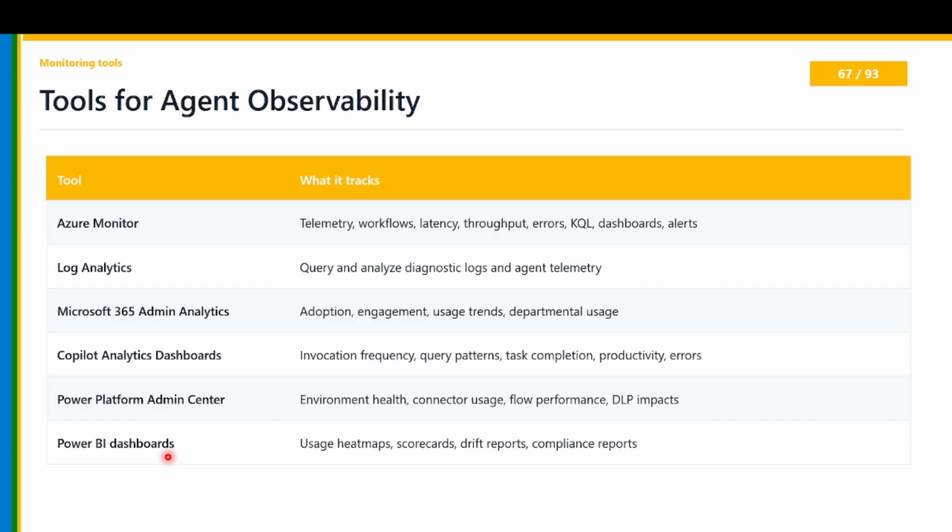So you use all these logs to analyze all these metrics that you have collected, and when you analyze, that is when you'll be able to track and measure whether your architecture is succeeding or failing. Power BI dashboards can be used for heat maps, scorecards, brief reports, compliance reports, and KPI card generation. So you can use Power BI dashboards for reporting and visualization, so you can easily understand what is going on in the system. So these are the tools you have, and these are what you can use them to track.